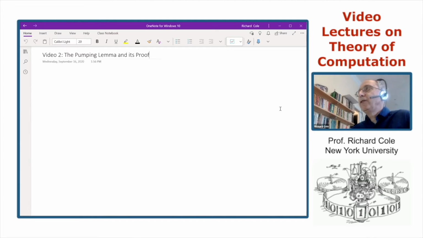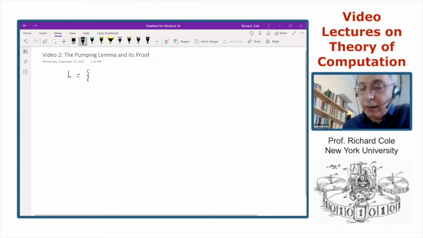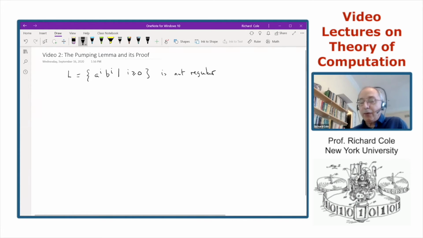In the previous video, we showed the following language L was not regular, consisting of strings with some number of A's followed by an equal number of B's. Now, we could give similar arguments to show that all of the other languages I mentioned to you at the start are not regular using this method.